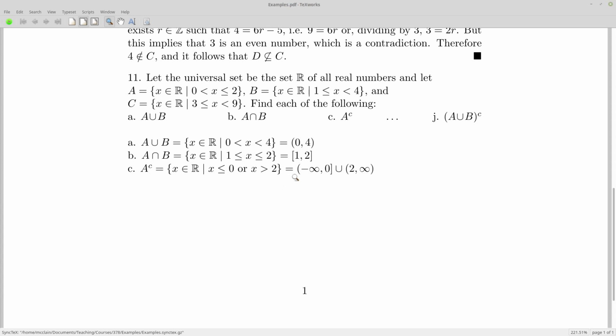We always use parentheses on the infinities, because we never include those; they are not numbers as far as we're concerned. But we have the bracket on 0 here and the parentheses on 2.